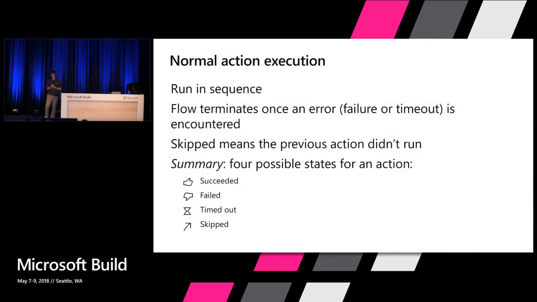Another advanced concept I'd like to talk about briefly is how to handle errors. So normally when a flow runs, it runs in sequence, which means it runs the first step and the second step, et cetera. And if any of the steps fail, all the subsequent actions are skipped. That means that a single failure in a flow, if you don't handle it properly, can result in your entire business process being terminated.